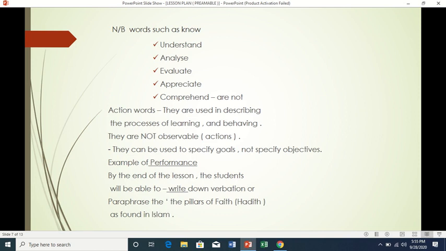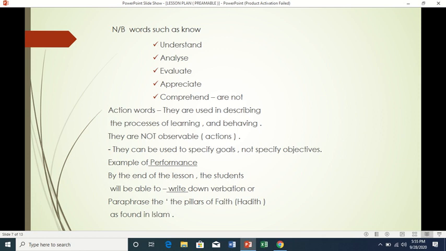Let us know that words such as know, understand, analyze, evaluate, appreciate, or comprehend are not action words. They are used in describing the processes of learning and behaving. They are not observable actions. They can be used anyway to specify goals, but not to specify objectives.